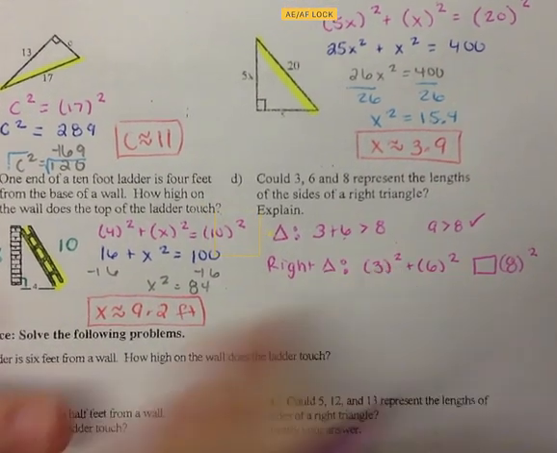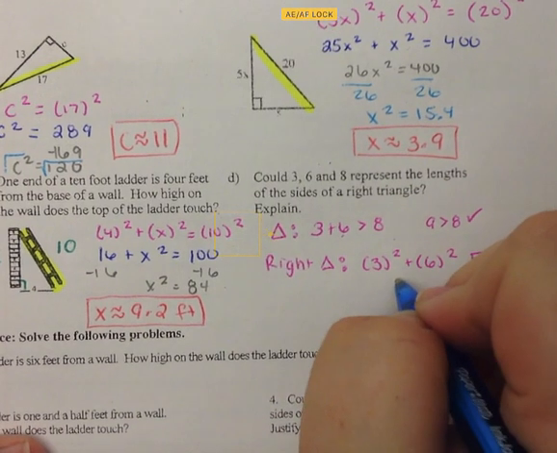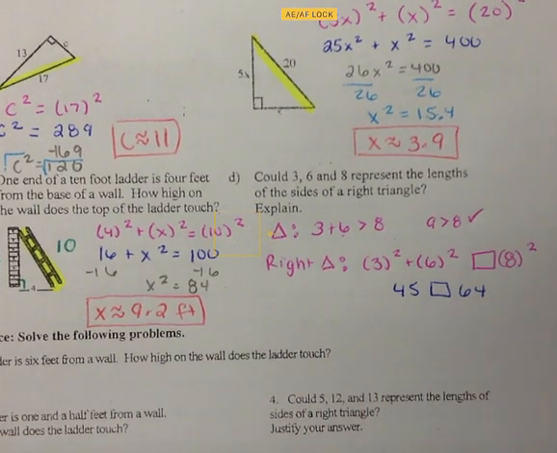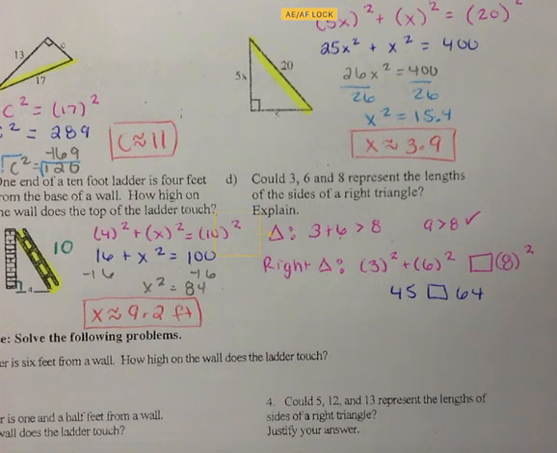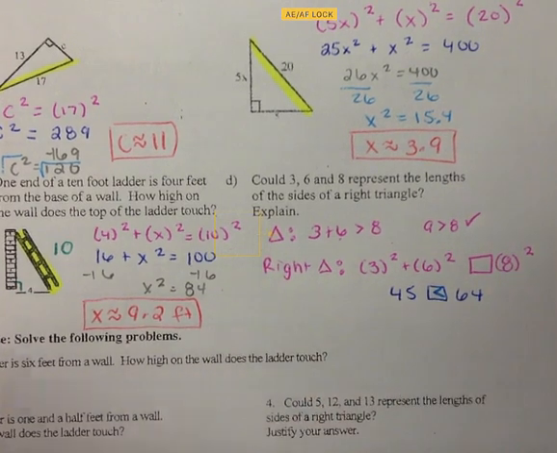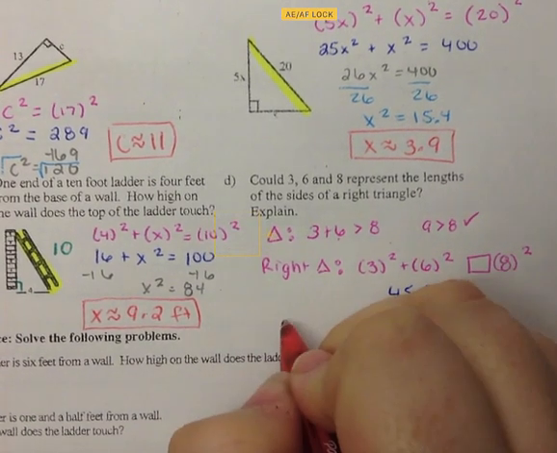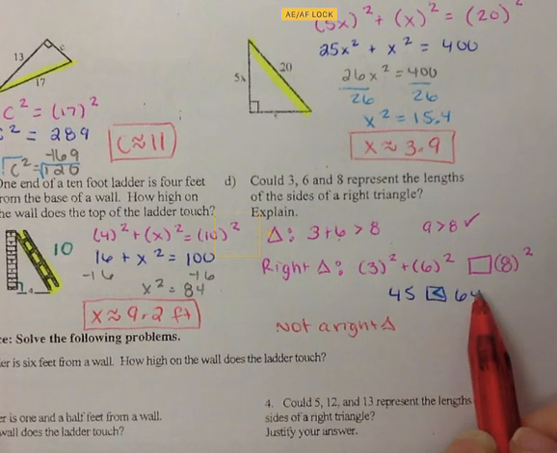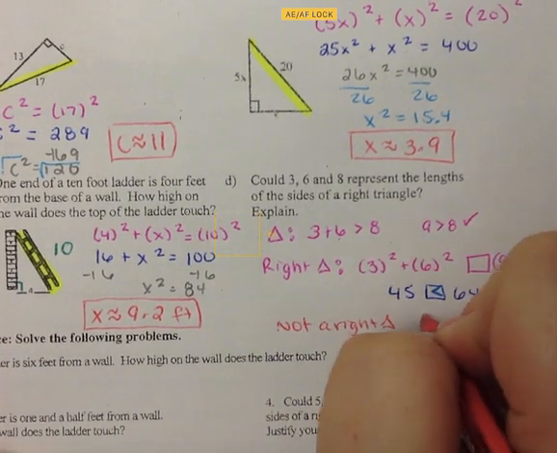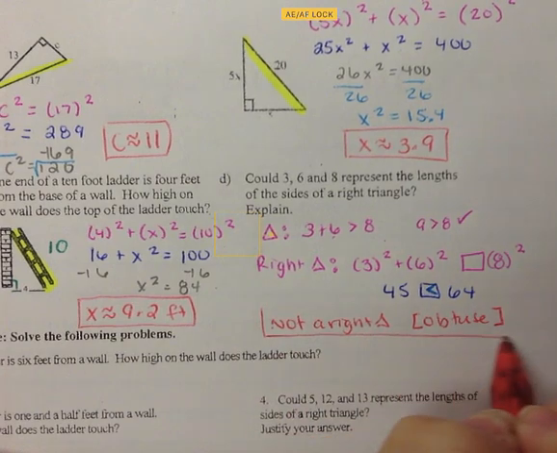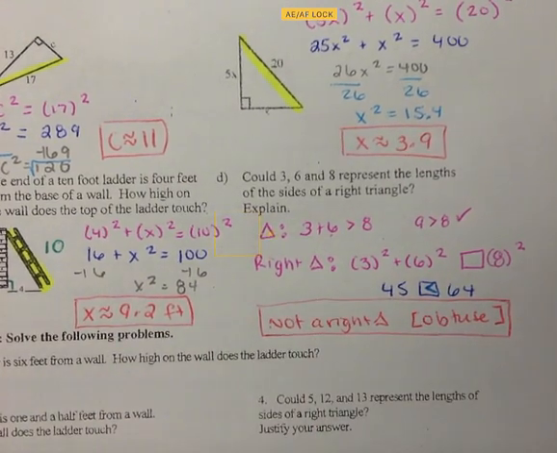3 squared plus 6 squared is 45, because that's really 9 plus 36. 45 compared to 8 squared, which is 64. It's all with regards to the c squared. C squared is actually bigger. That means this is not a right triangle, because in order for it to be a right triangle, it has to be equal. But c squared is bigger, so it's actually an obtuse triangle. I'm going to put that in brackets here. A right triangle states that a squared plus b squared is equal to c squared, that your 2 legs squared are equal to your hypotenuse squared.